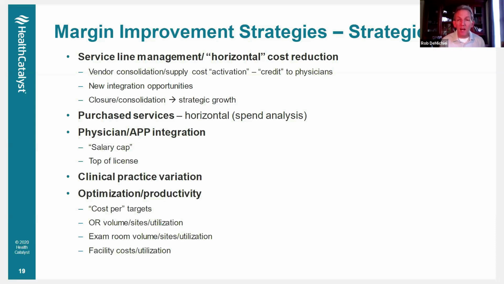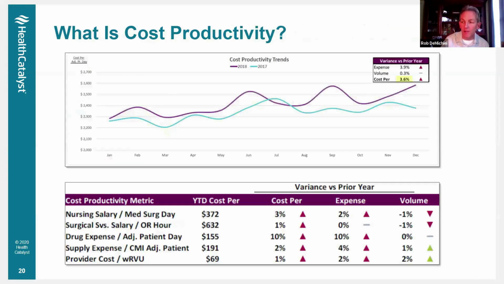Clinical practice variation, I say, is hiding in plain sight in many instances. This is one of the best and maybe the only way to identify practice variation manifesting itself in the cost of a particular procedure or the cost of your different physicians and how much variation there really is from them doing many of the same exact things. And then also what I call true productivity, which is connecting cost with volume. And so this is what I call setting cost per targets.